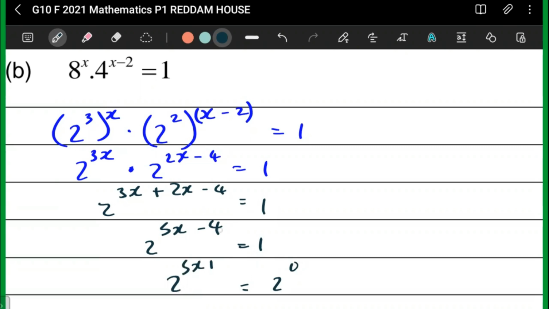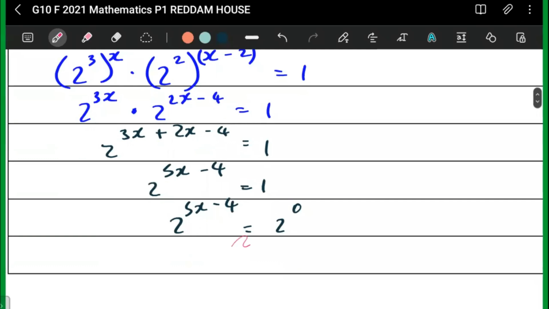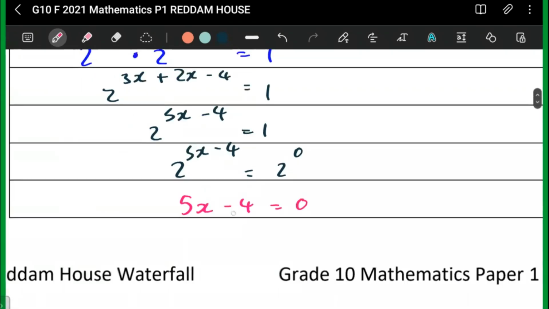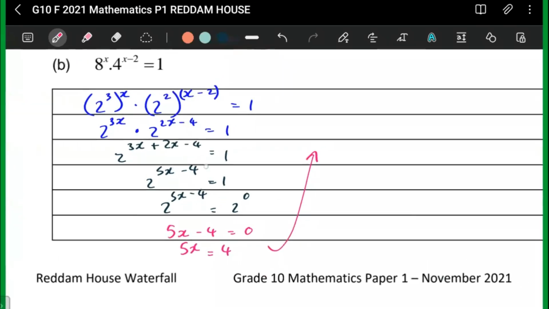So the reason why you would want to have a base of 2 is because as long as your base looks like what you have on the left-hand side, the next step here, you can drop the bases, meaning you'll have 5x minus 4 equal to 0. The minus 4 goes to the other side. It's going to be a plus 4. And then here, you're going to divide both sides by 5.